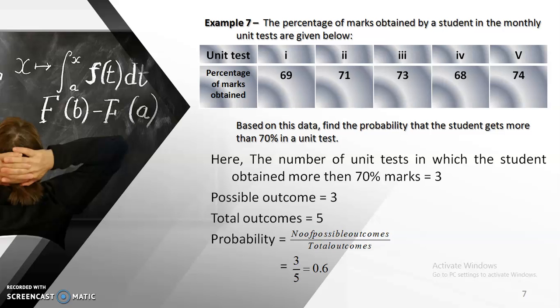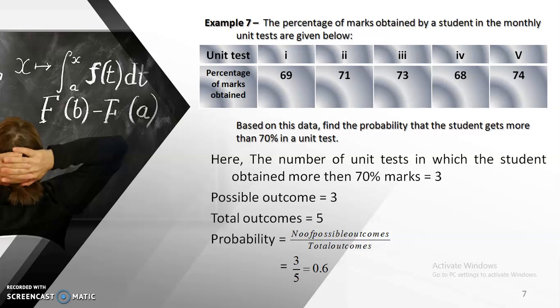Here the question is, the percentage of marks obtained by a student in monthly unit tests is given below. Meaning there are a total of 5 tests, right? Unit tests are 1, 2, 3, 4 and 5. And the percentage of marks obtained here are 69, 71, 73, 68 and 74. Now based on this data, find the probability that the student gets more than 70% in a unit test.